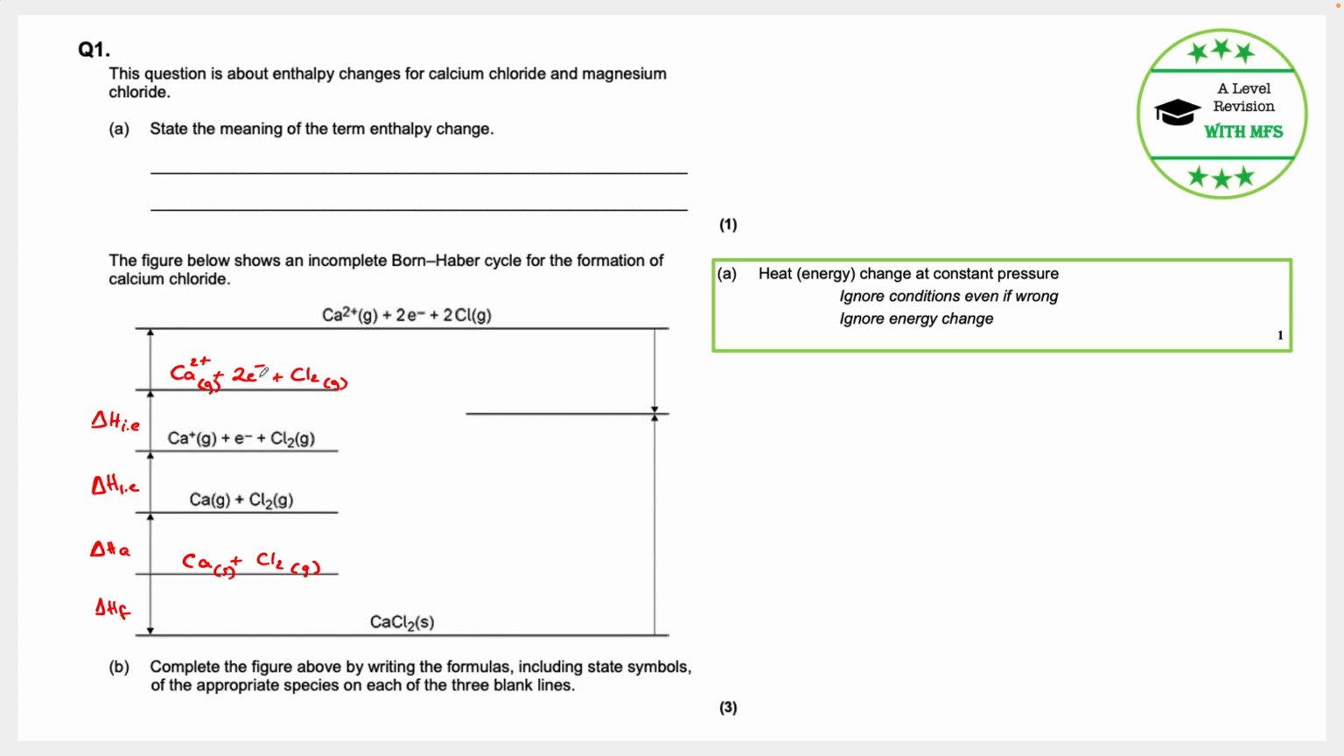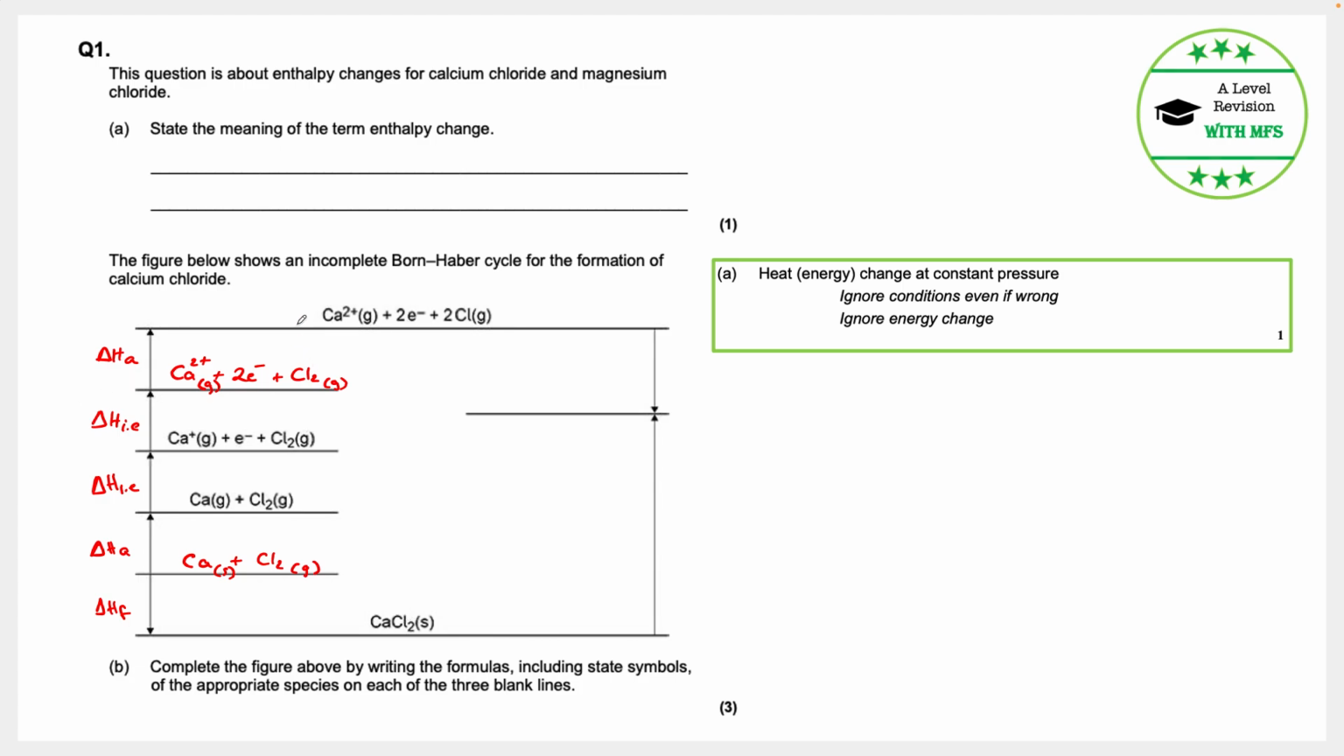Now, what's happening over here? So we've got chlorine. The thing that's changed is the chlorine. So Cl2 has now become 2Cl. That tells you that chlorine has now been atomized. So it's delta H, atomization of chlorine.